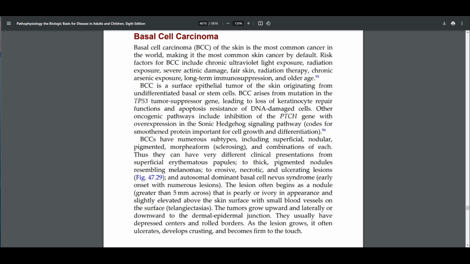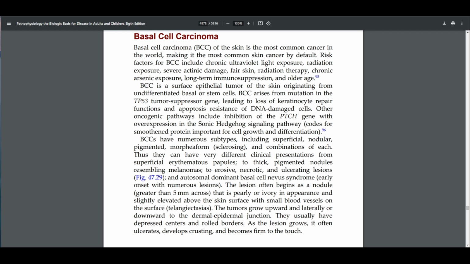Basal cell carcinoma is a surface epithelial tumor of the skin originating from undifferentiated basal or stem cells. Basal cell carcinoma arises from mutation in the TP53 tumor suppressor gene, leading to a loss of keratinocyte repair functions and apoptosis resistance of DNA-damaged cells. Other oncogenic pathways include inhibition of the PTCH gene with overexpression in the sonic hedgehog signaling pathways.